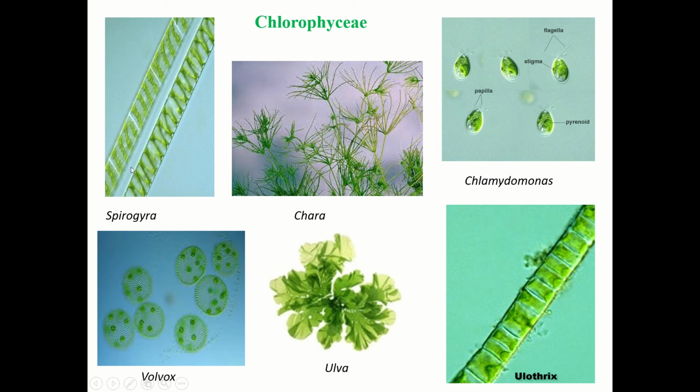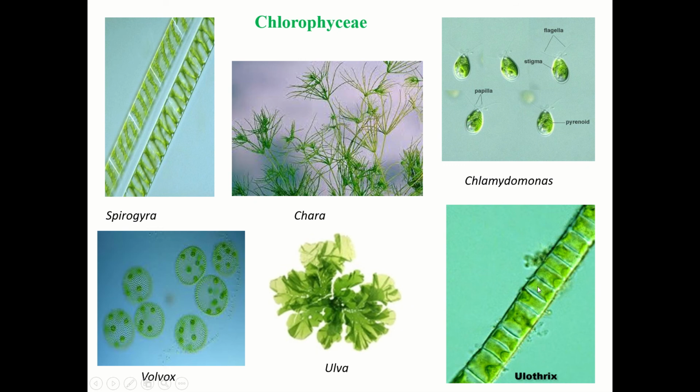Now Spirogyra and Chara are freshwater algae. Chlamydomonas and Ulva are marine water algae, and Ulothrix too. These are all green algae. You can see how grass green color is imparted to them. Now you can see here these are the flagella of the Chlamydomonas. This is the Chlamydomonas alga and these are the flagella.